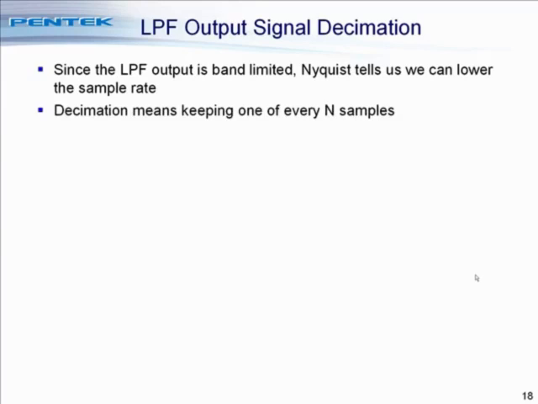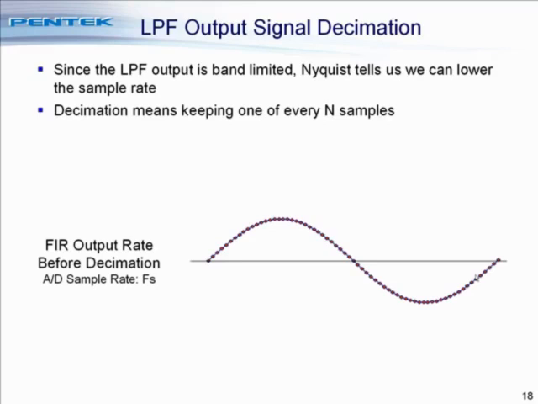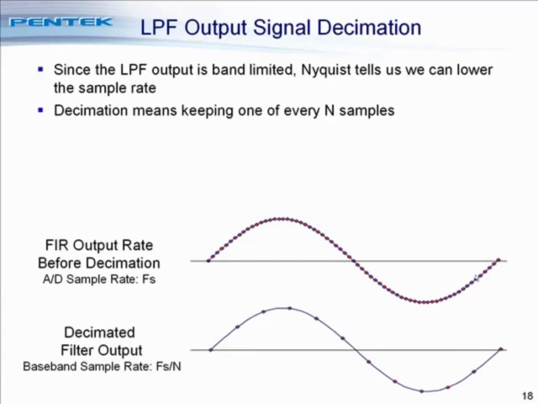Decimation means keeping 1 out of every n samples, throwing away the others. So here's the output of the FIR filter before the decimation, and the samples are coming out at the same rate as they went in, which is at the A to D sample rate, Fs. What decimation does is drops all but 1 of every n samples. So we can see here at the bottom the decimated filter output, and its sampling rate is now Fs divided by n, where n is called the decimation factor.